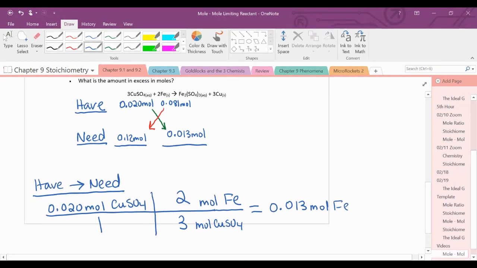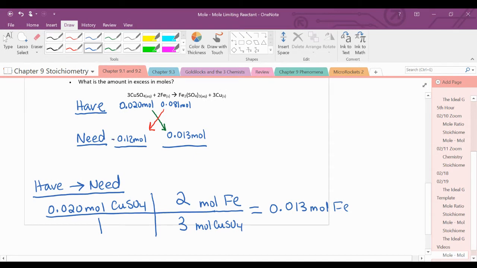And so this is where I would compare what I have with what I need. Just like if you were baking and you were making a list of what ingredients you would have, you would compare what you have on hand already to what you need. So I'm going to subtract what I have minus what I need.